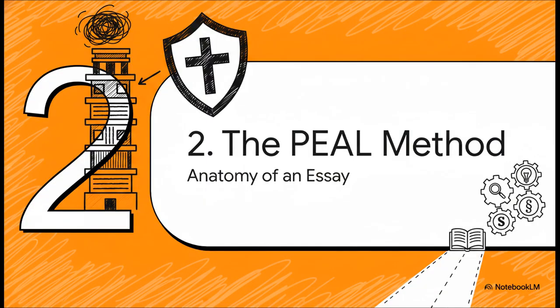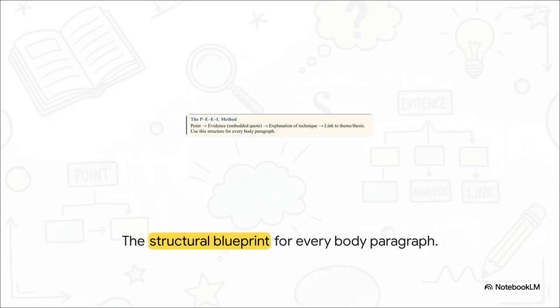Section 2. Anatomy of the PEEL method. So, what's the solution to the summary trap? Well, it's this ultimate structural blueprint. Now, you might have heard of PEEL or TEAL before. This is functionally identical. It's the secret to disciplined writing. It keeps every single body paragraph strictly focused on one core idea. It's basically the universally approved framework to give your critical voice some real muscle.